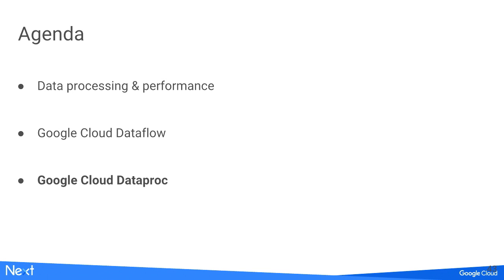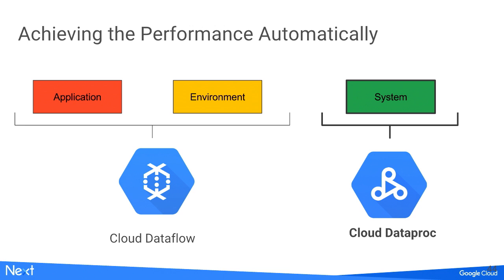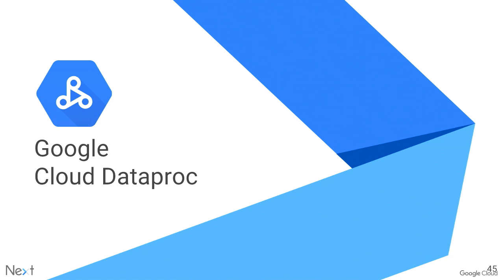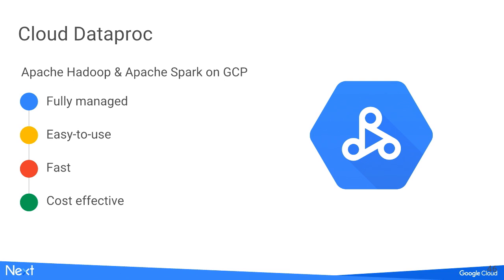And with that, we'll switch gears and look at our Cloud Dataproc product. We will look at how the system-level improvements affect the performance in Cloud Dataproc. Okay? So what is Cloud Dataproc? Dataproc brings the widely used Apache Hadoop and Apache Spark ecosystems to GCP. It is fully managed, it's easy to use, it's fast, and it's cost-effective. And I'll talk about all of them.